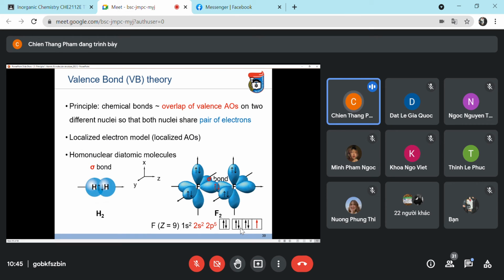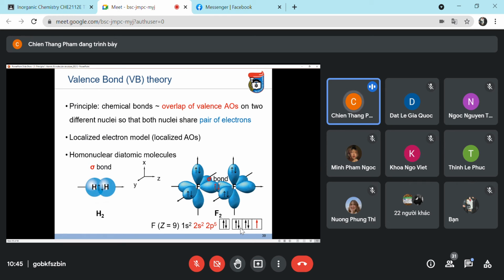So in this case, this one is also a sigma bond. Now we can describe the bond formation in the fluorine molecule: it is the overlap between two p orbitals with unpaired electrons of two fluorine atoms. You can see here this is a sigma bond. It's easy to describe here.